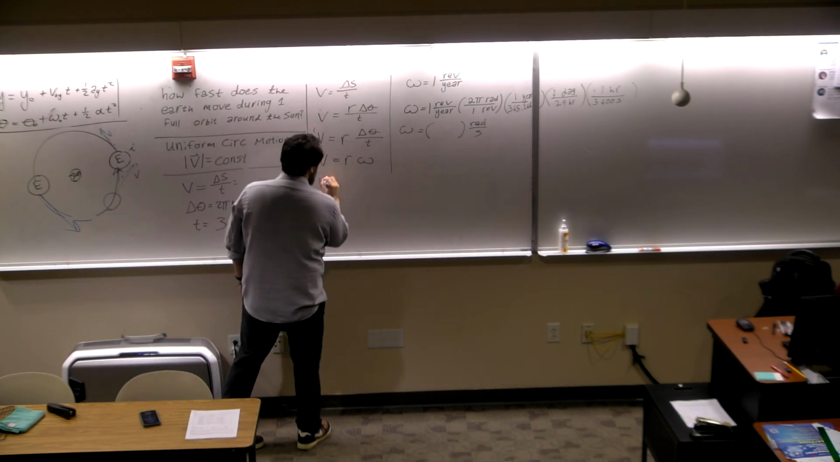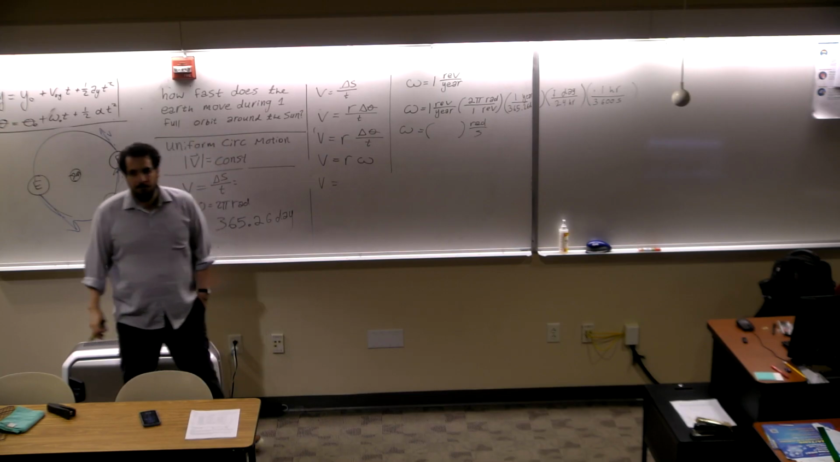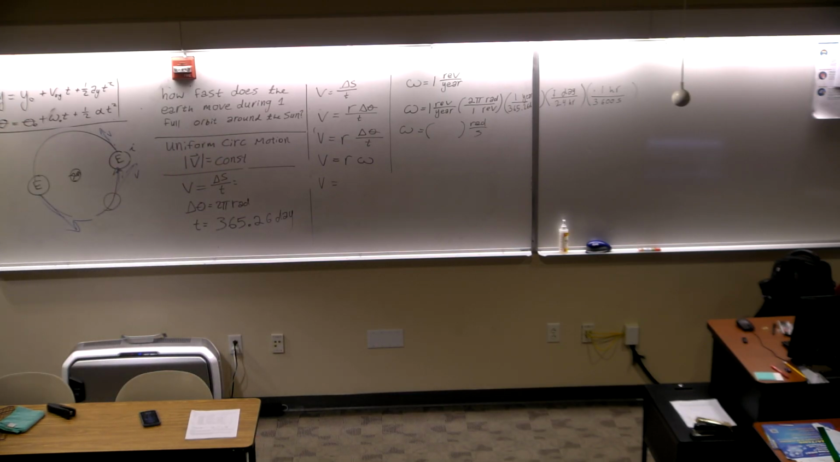Once you have that, you can multiply them together to find the velocity. I'm going to have you do just that. Figure out the velocity now through this new method of first finding out what the angular velocity omega is, and then multiplying that by the radial distance.